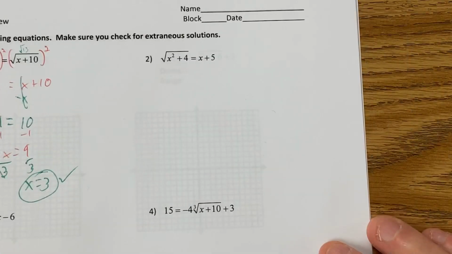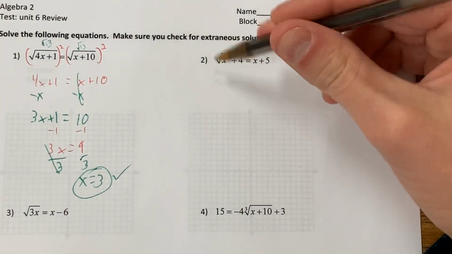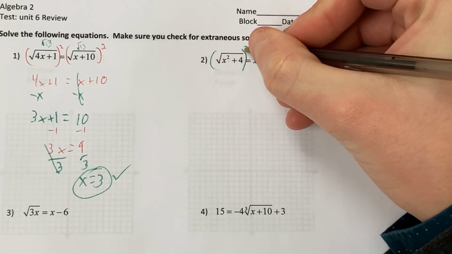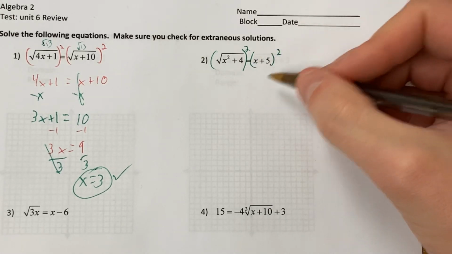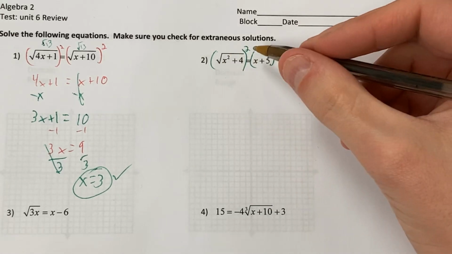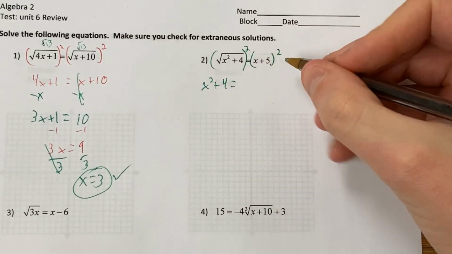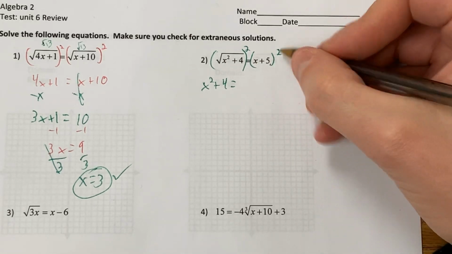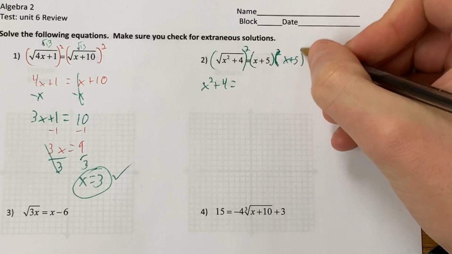All right. Number 2, not as easy. The radical is by itself, so the first step is going to be to square both sides. Just keep in mind, squaring the right side is not as easy as you might think. On this side, the root's going to go away, so you end up with x squared plus 4. But whenever you square something that's 2 terms, make sure you are writing it twice and FOILing it.